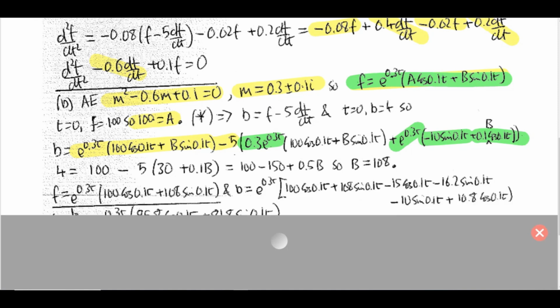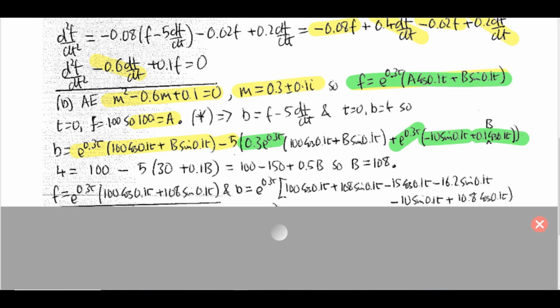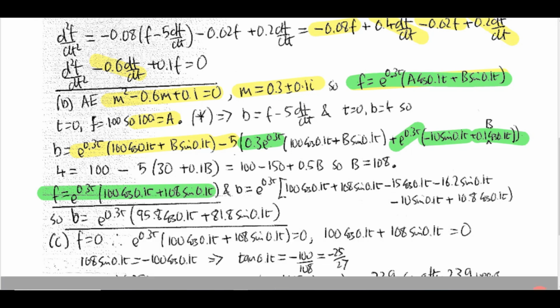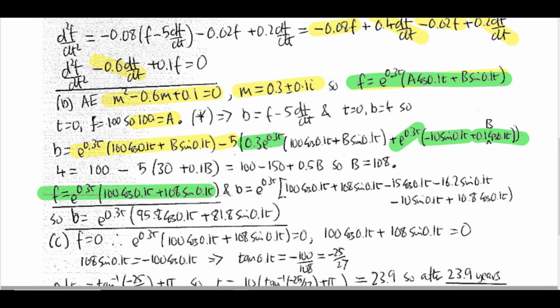So what that means is we now have expressions for f and b. F is e to 0.3t into 100 cos 0.1t plus 108 sine 0.1t. B is this horrible expression here, which will simplify to give you that. Okay, folks, I'm going to stop here.